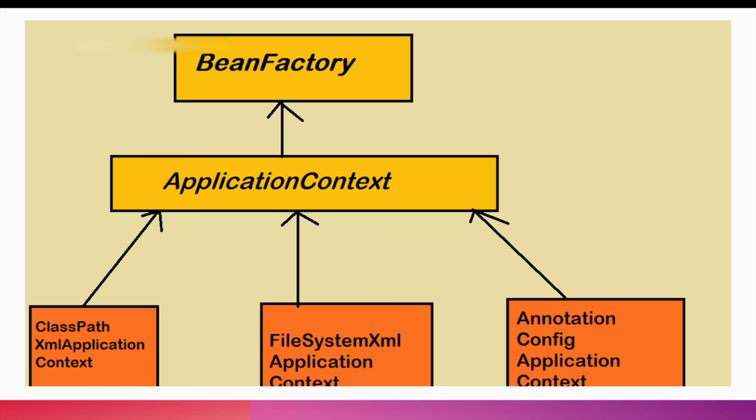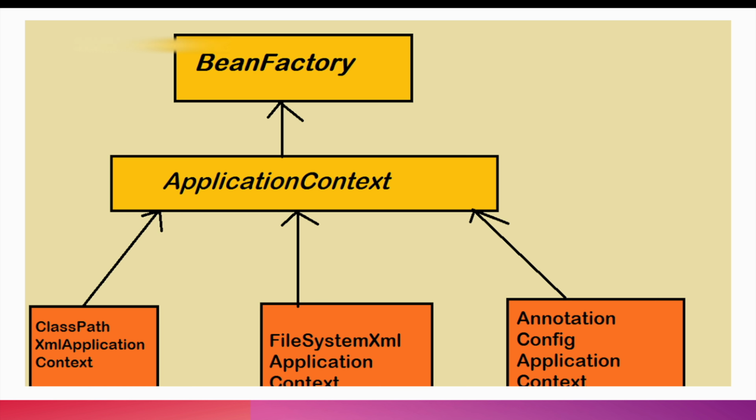So the main tasks performed by these containers are to instantiate the application class or main class, configure the object, and assemble the dependency between the objects. The bean factory interface provides us a configuration mechanism capable of managing those objects, and the application context interface is built on top of that bean factory.